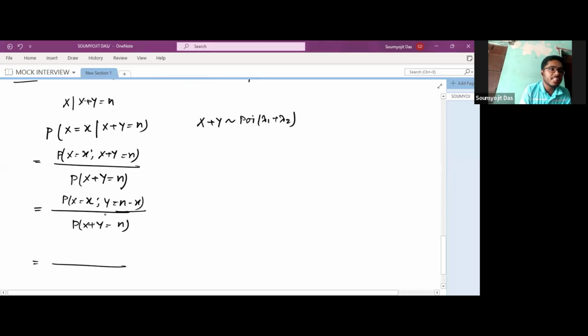After that, as x and y are independent, we can break it down as probability x equal to x and probability y equal to n minus x, and in the denominator, probability x plus y equal to n.